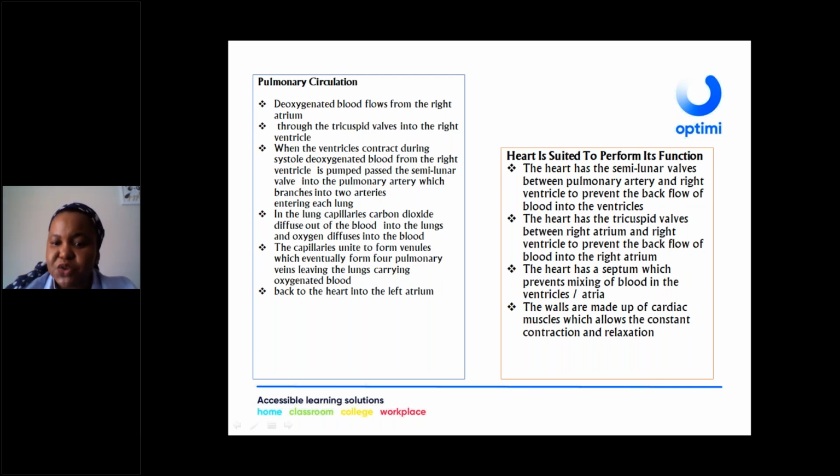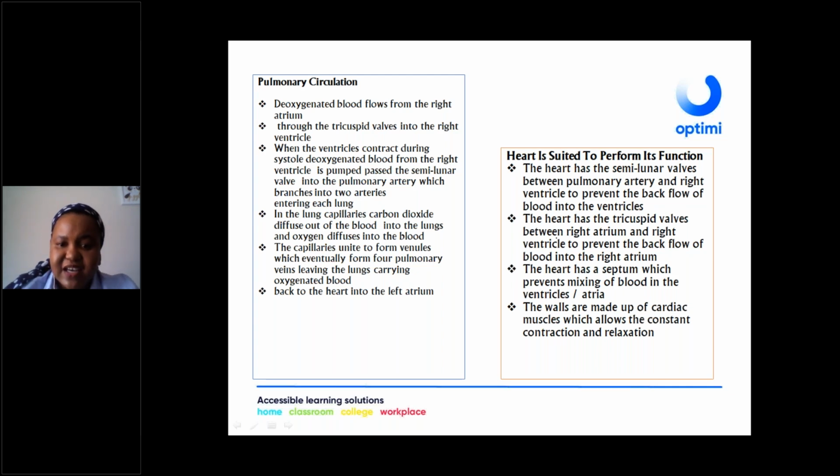Again, it's got the tricuspid valves and the bicuspid valves, which also close to prevent the backflow of blood. Again, the heart is well suited for its function because it's got a septum. Remember, in our structure, we saw that there was a septum that divides the left and the right side of the heart. So the septum prevents mixing of blood between the right ventricle and the left ventricle, and between the right atrium and the left atrium.